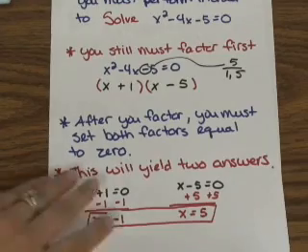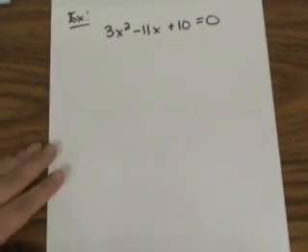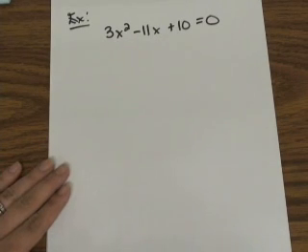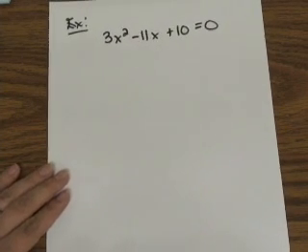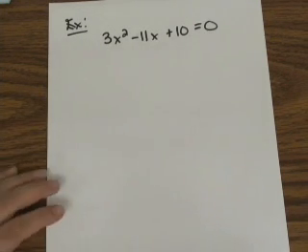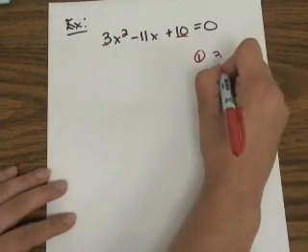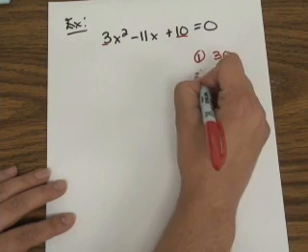Let's try one more problem like this. Here we have 3x squared minus 11x plus 10 equals 0. Since the leading coefficient is not 1, we have a set of steps we need to follow in order to factor this kind of problem. The first step is to multiply the first and the last number, which gives us 30.